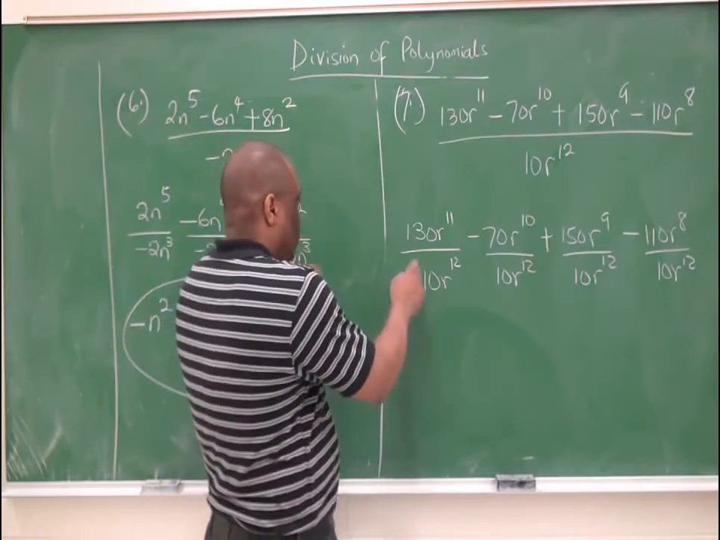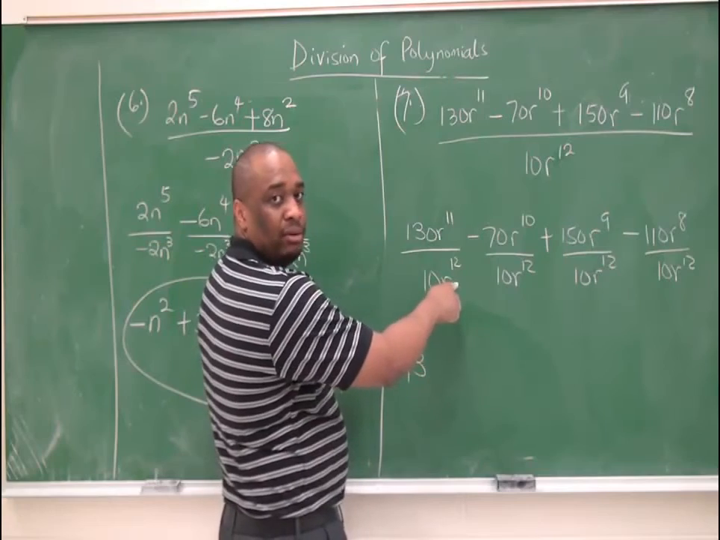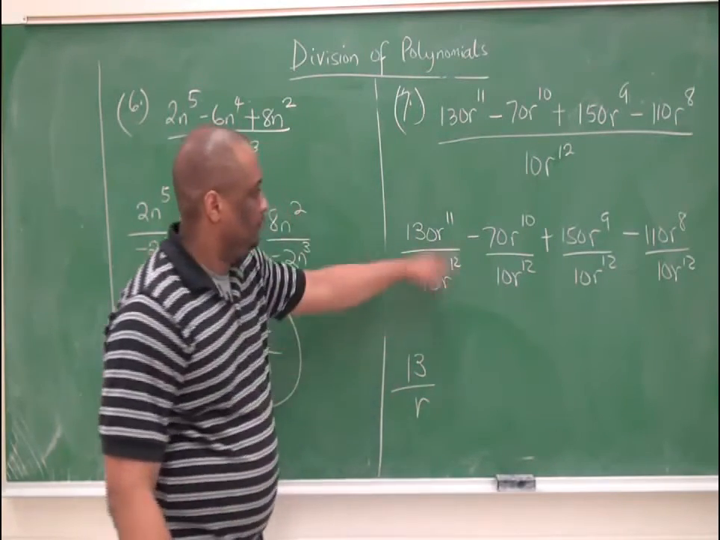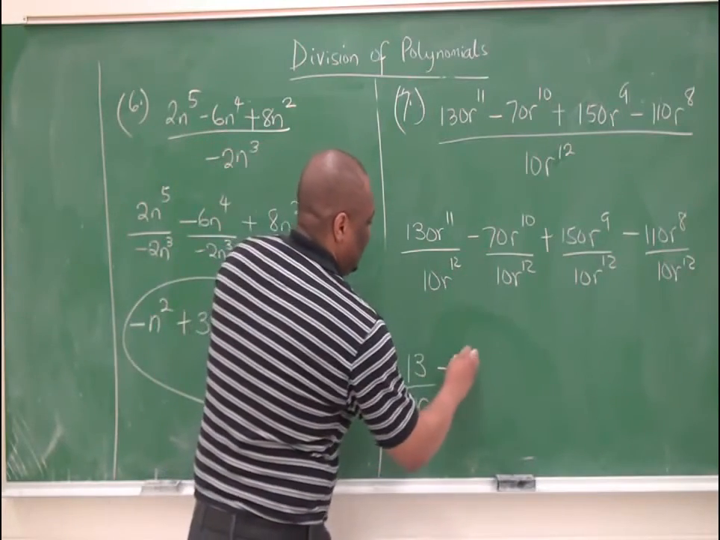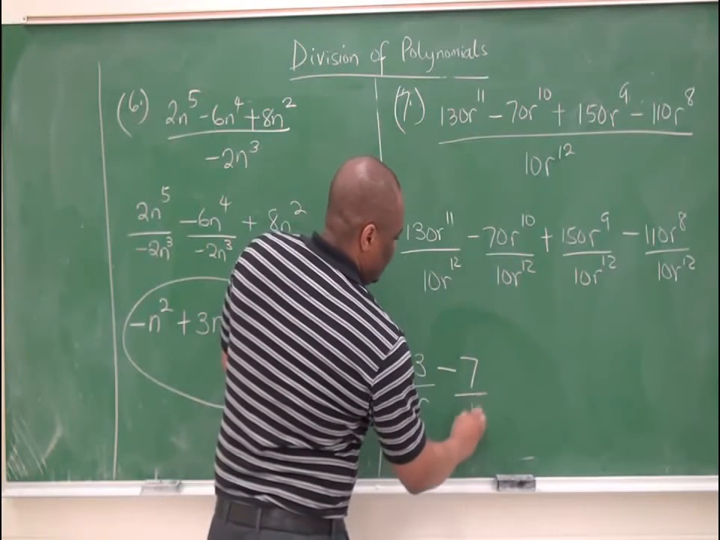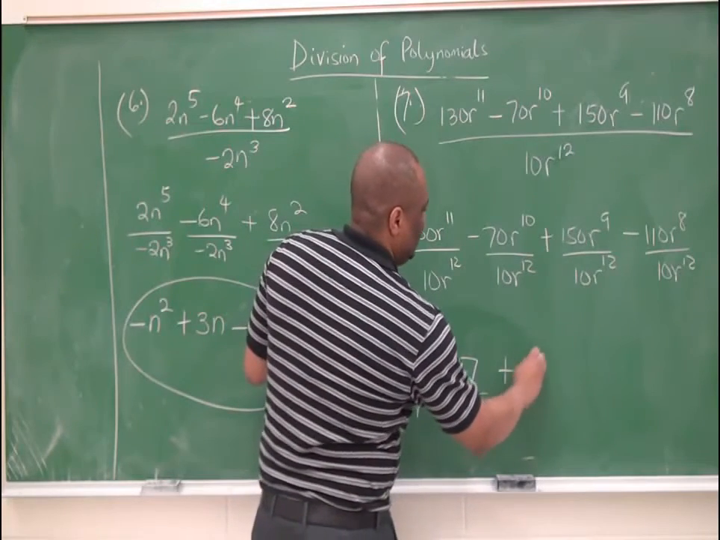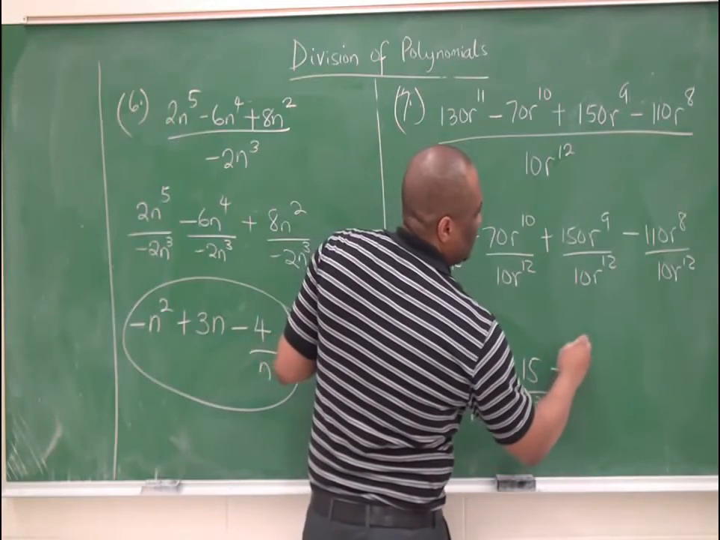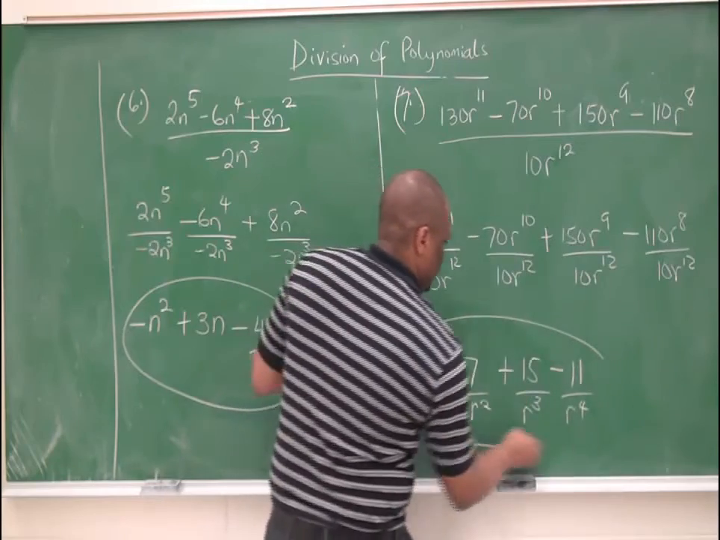Okay, so 130 divided by 10 is 13, and this is r^11, here is r^12. Bring down this 11 here, it will be 13 over r, because 12 minus 11 is 1. Then minus 70 divided by 10 is 7. Bring down this here, 12 minus 10 is r squared, plus 150 divided by 10 is 15. Bring down this, it is r cubed, minus 11 over r^4. This becomes your answer.